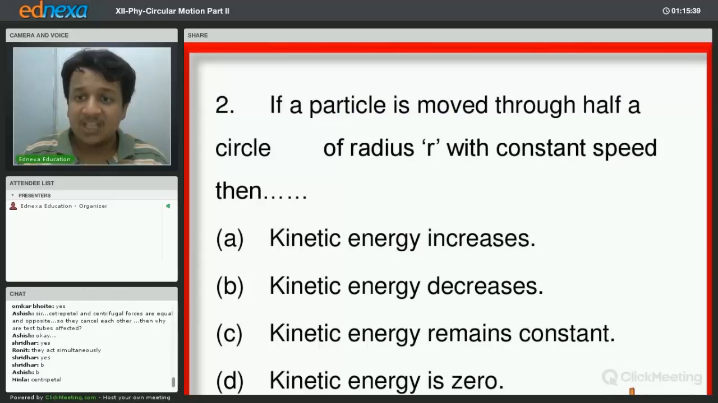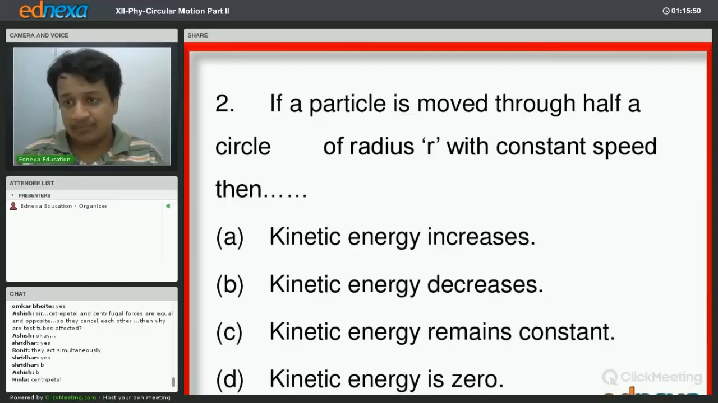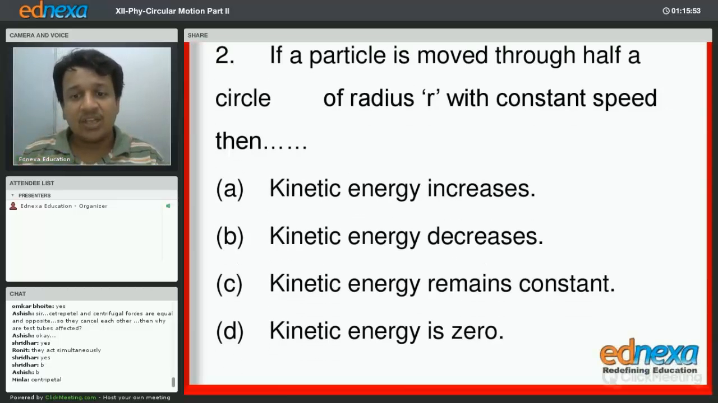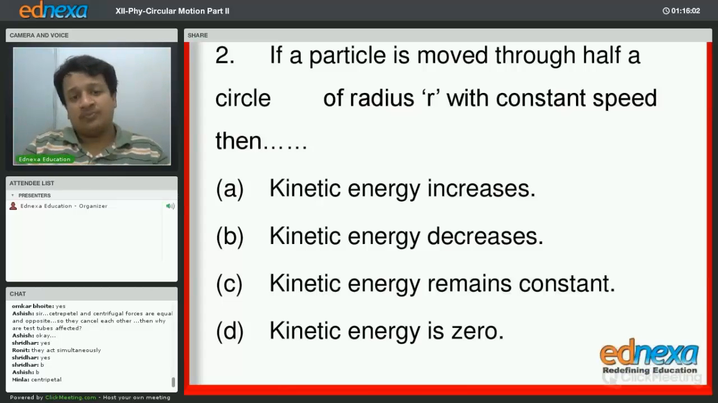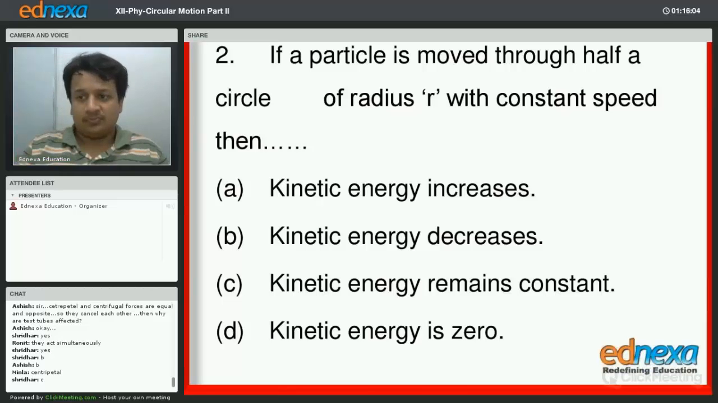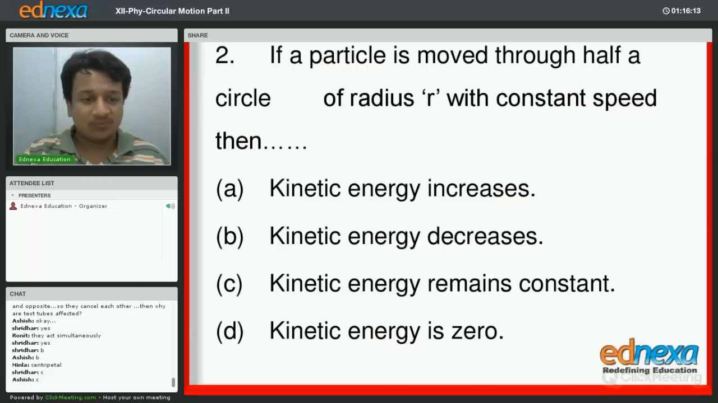Next, if a particle is moved through half a circle of radius r with constant speed, then kinetic energy increases, kinetic energy decreases. Means the particle is going to travel this way. What about kinetic energy? It will increase, decrease, remain constant, or it is zero? Remains constant, according to Sridhar and Ashish. No. The answer is it is zero. How is it zero? I will explain.